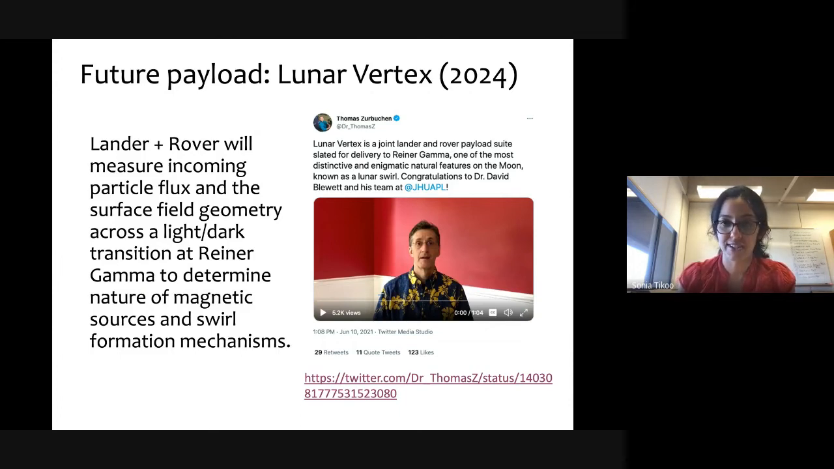Because NASA just announced that there will be a commercial lunar payload service mission in 2024, and NASA selected Lunar Vertex as one of these CLPS missions that will go to the moon. And this mission, Lunar Vertex, is going to go to Reiner Gamma, that lunar swirl I just showed you, and it's going to measure incoming particle flux from the solar wind, and it's also going to measure magnetic fields.